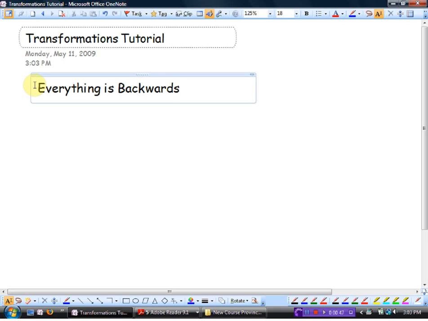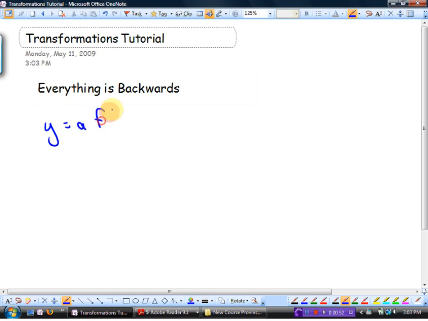So we defined function notation. We said we're going to write all of our equations as y equals a f of b bracket x minus c, close bracket, plus d.